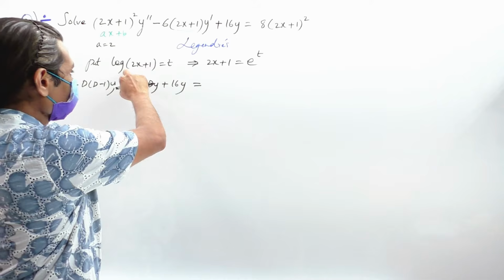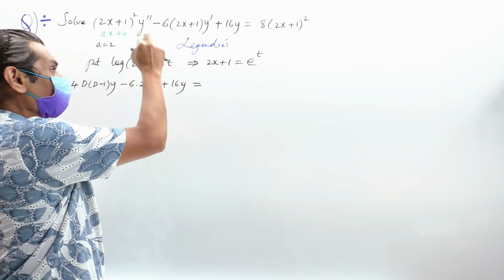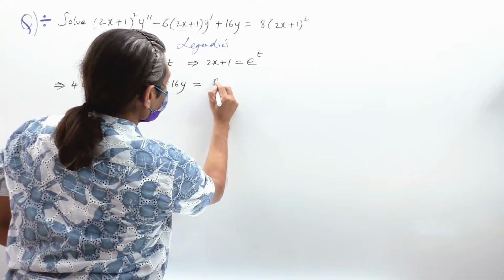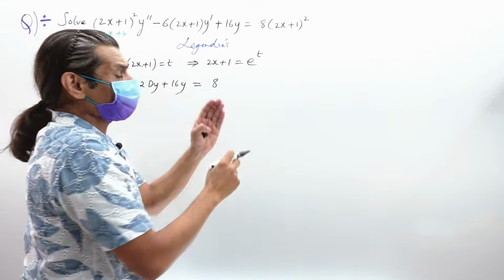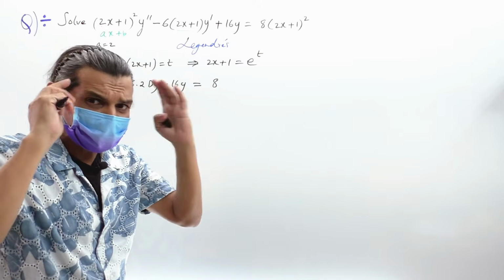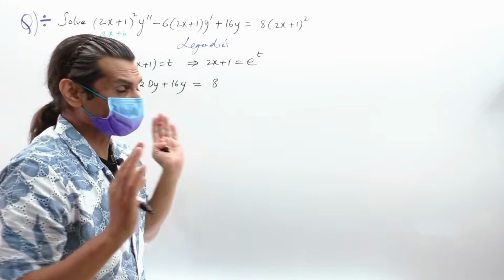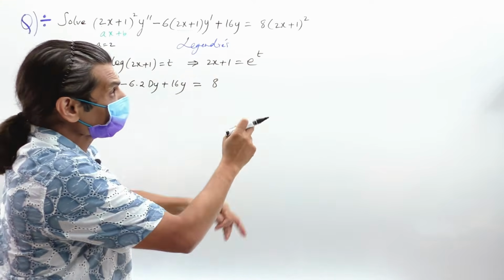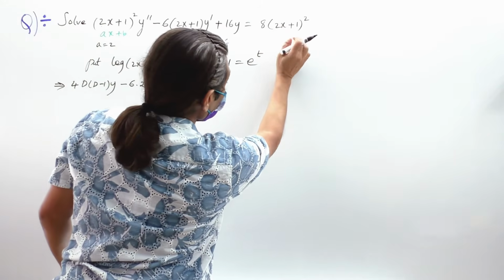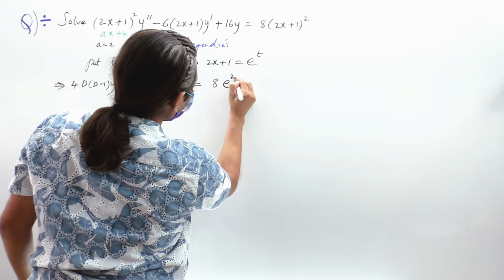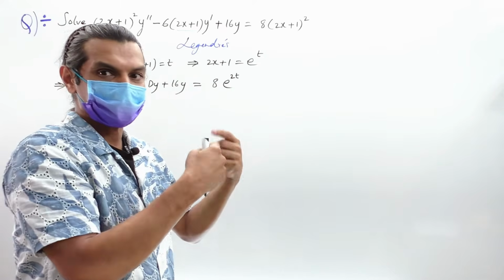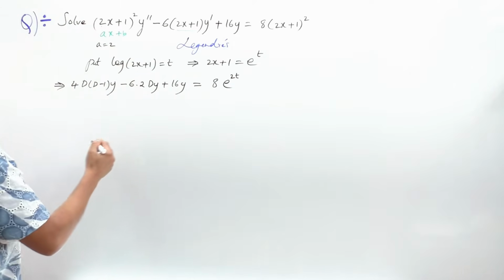See, log of 2x plus 1 is t, and 2x plus 1 is e raised to t. So what fits here? 2x plus 1. So 8 into (2x plus 1), which is e raised to t. Use your brains, simple maths. 2x plus 1 is equal to e raised to t, that means (2x plus 1) the whole square is what? The whole square is e raised to 2t, e raised to t square. It will multiply 2 into t, which is 2t. That's it. Now we have the equation.